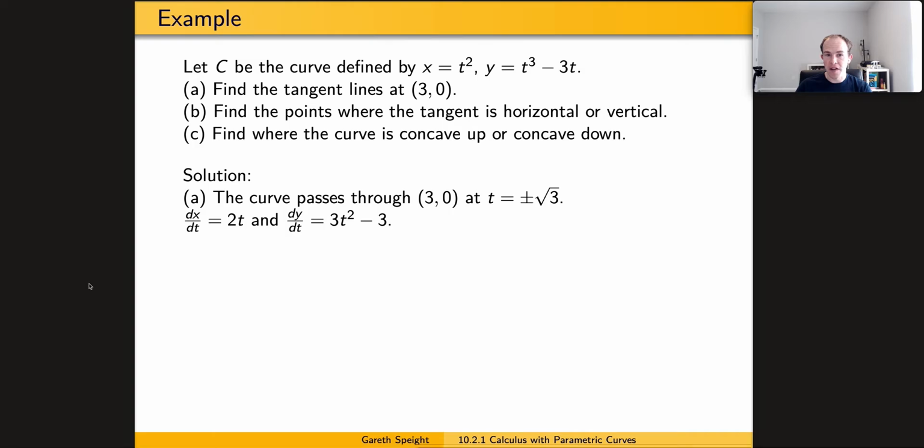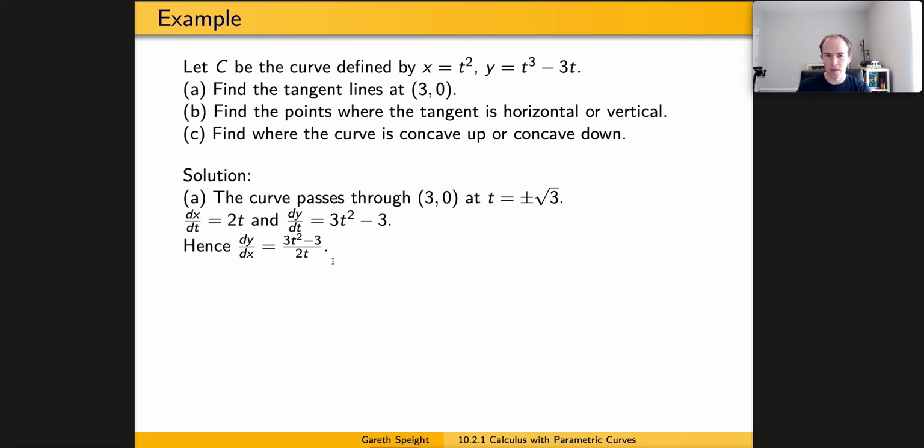So how do we find the equation of the tangent line at those points? We know the point. We have to find dy/dx, the slope. So dx/dt, we just differentiate x with respect to t. We get 2t. dy/dt, we differentiate y with respect to t. We get 3t squared minus 3. Then we want to find dy/dx, so we do dy/dt divided by dx/dt. So we have 3t squared minus 3, all divided by 2t.